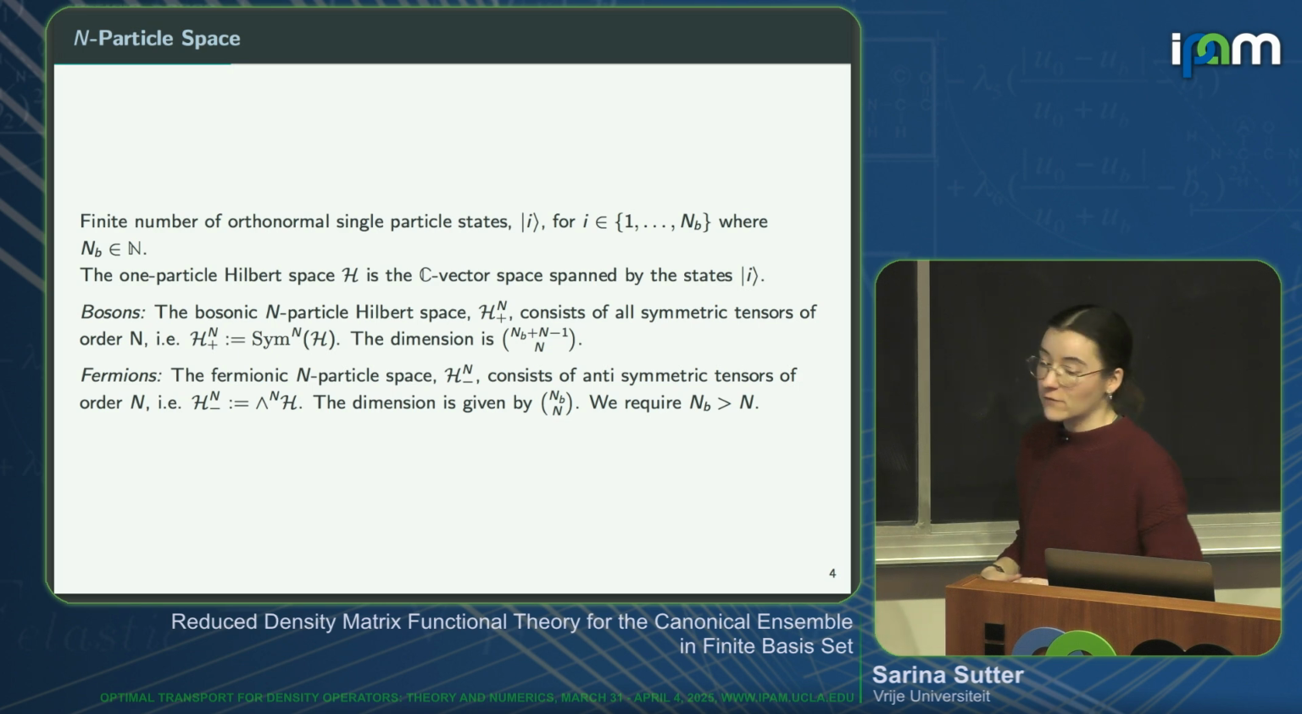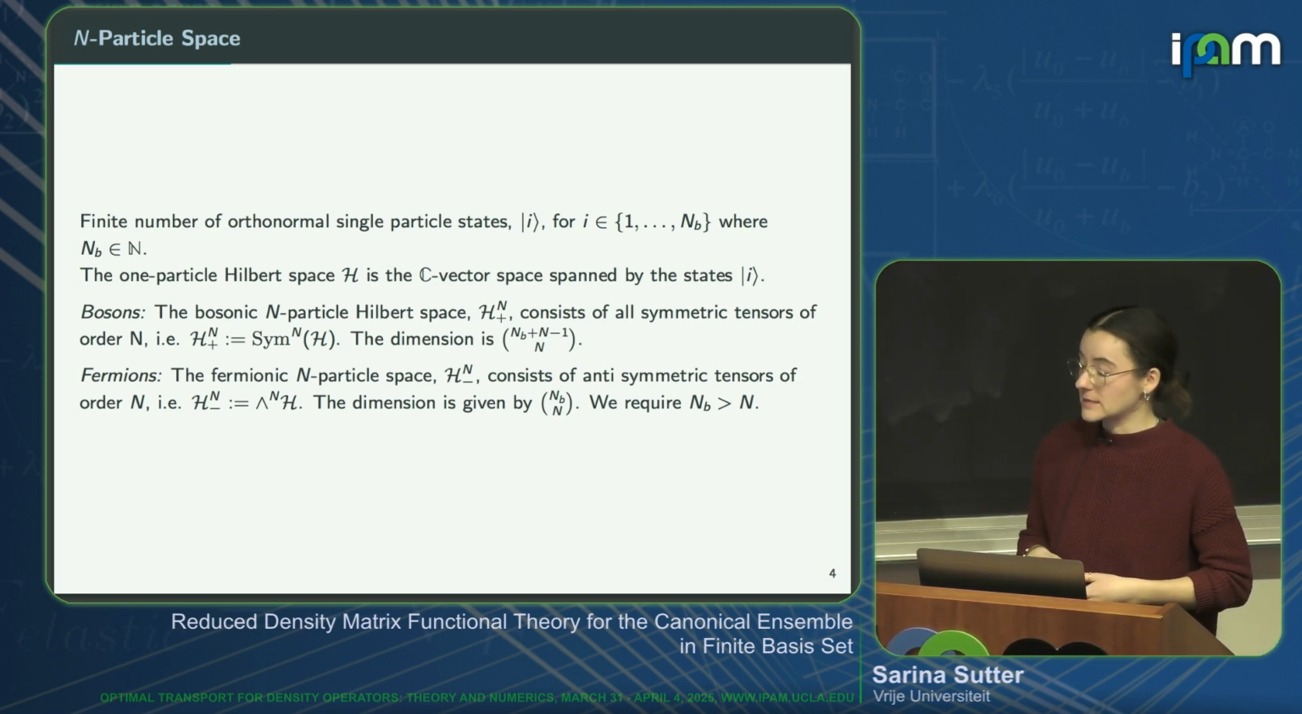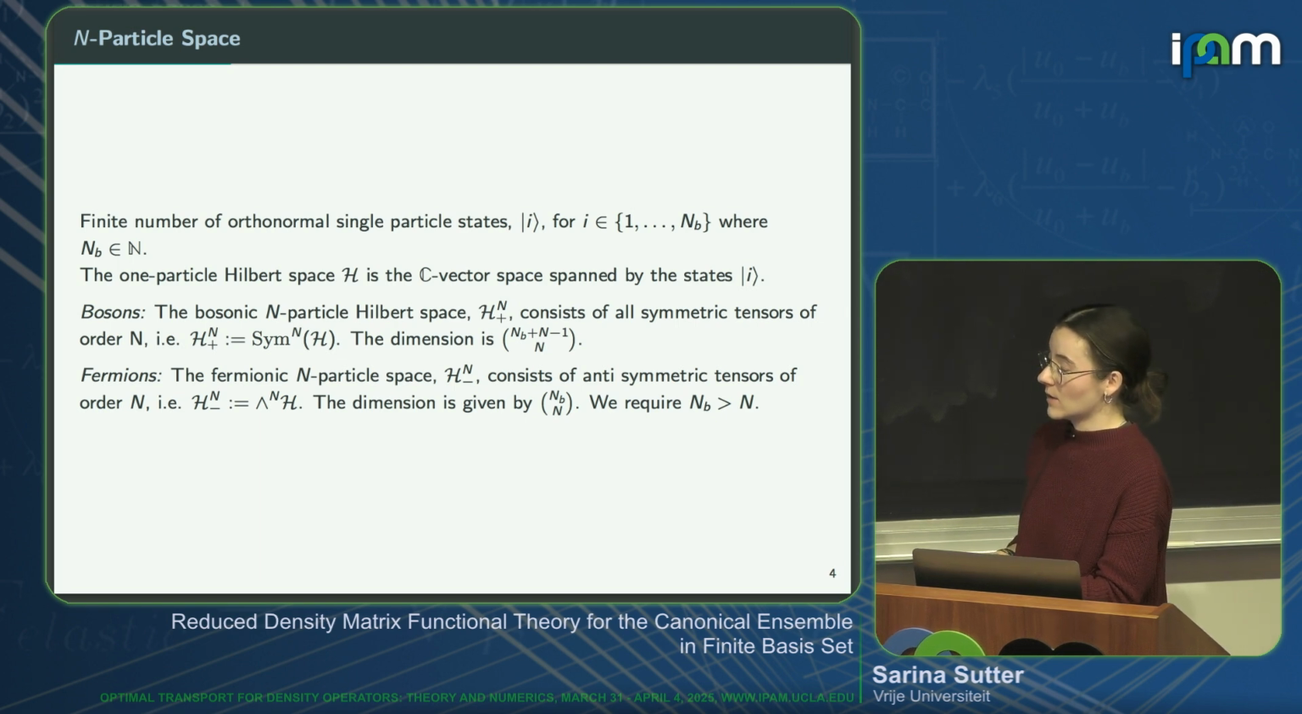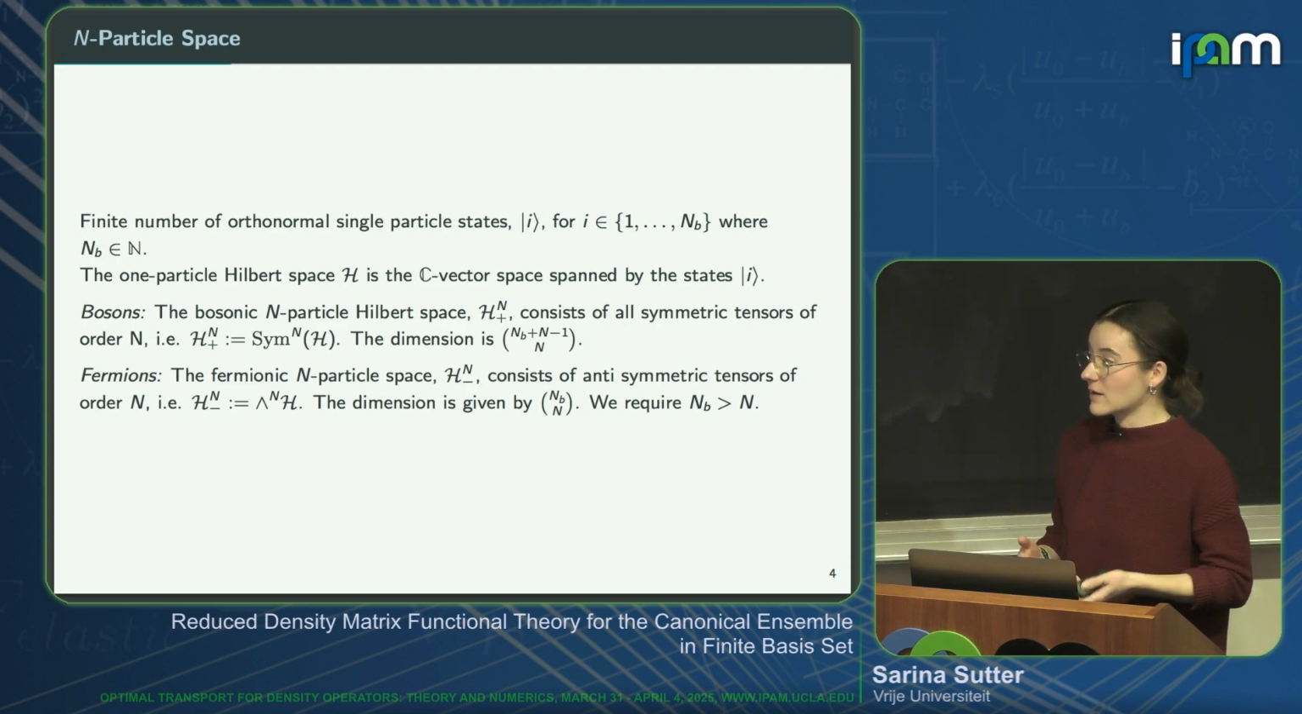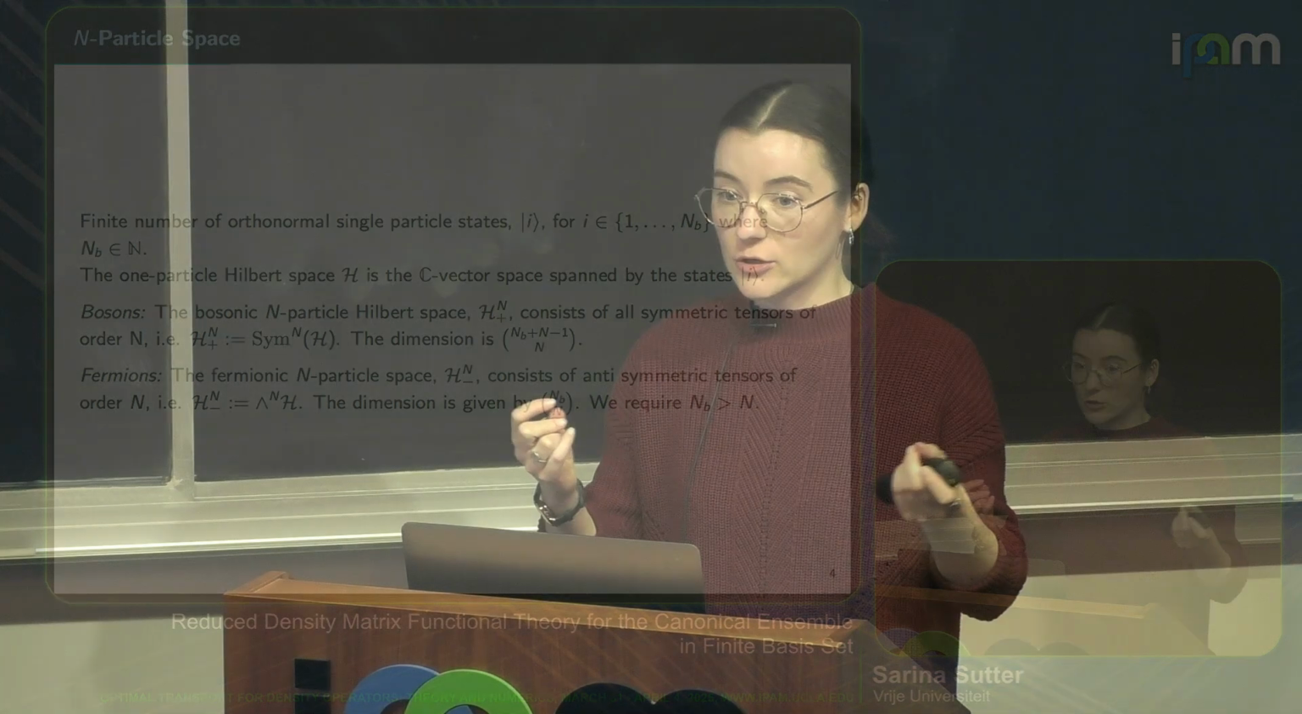And just for simplicity, we require that the number of basis functions is strictly larger than n. Of course, to have a proper wave function, we need the number of basis functions to be greater or equal to the number of particles. But if we have equality, we have only one choice for the wave function. So this is the obvious case. We will not study this, and it's just simpler for notation afterwards. So we exclude the case where these two numbers are the same.